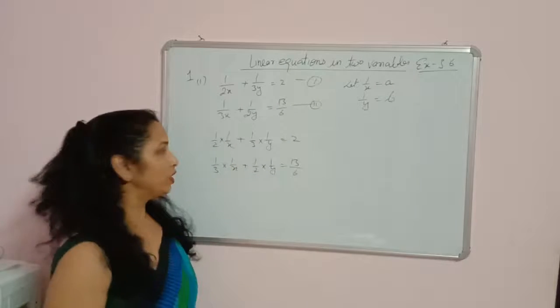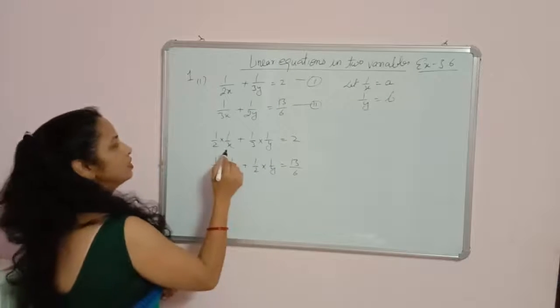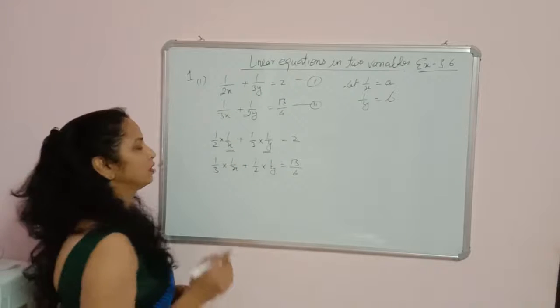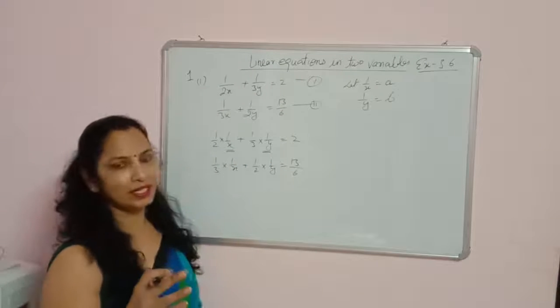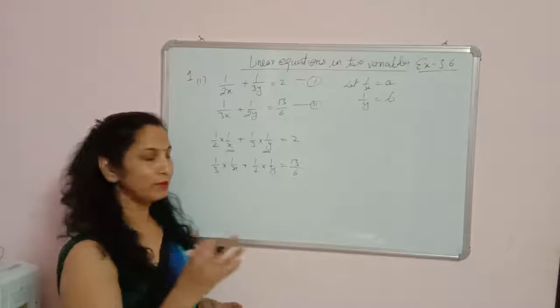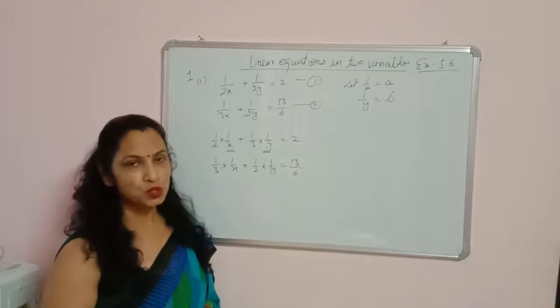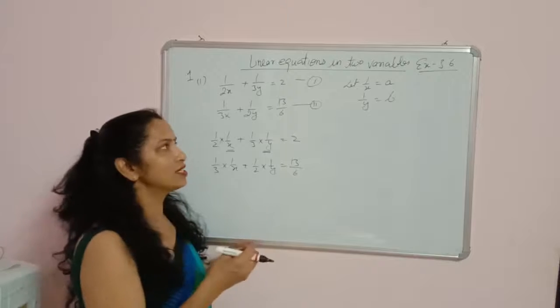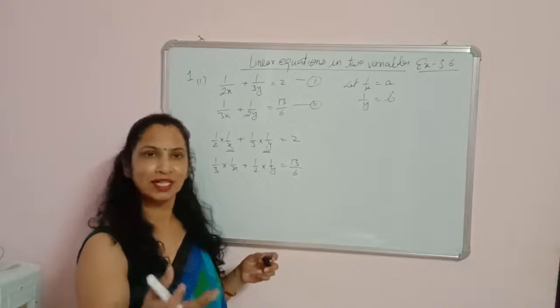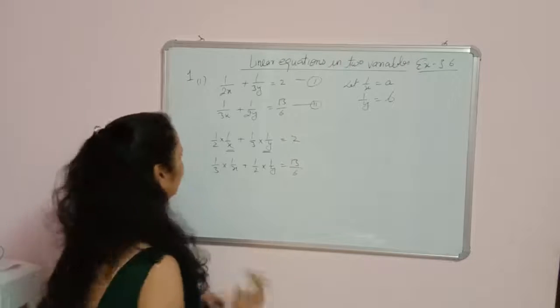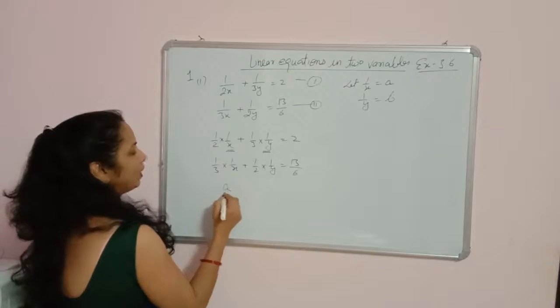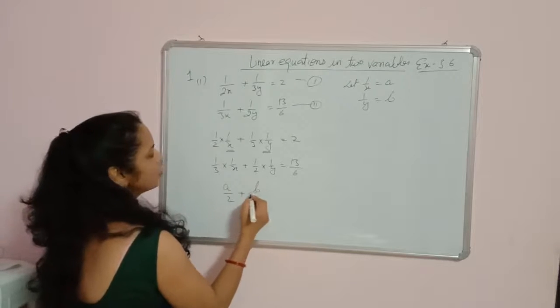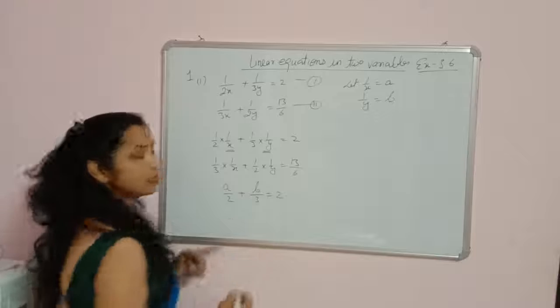So we take some values to simplify it, because it's complicated to solve using 1 upon x and 1 upon y. So we will simplify it by converting. We can suppose that 1 upon x is equal to a and 1 upon y is equal to b. So what can we write here? It can be a upon 2 plus b upon 3 is equal to 2. This is the first equation.